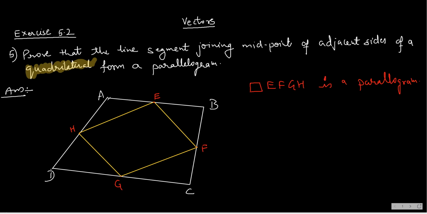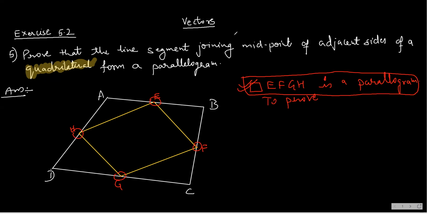What is the data? The data is there is a quadrilateral, any kind of quadrilateral. Then you have the midpoints of the sides of this quadrilateral. Now, when you join these midpoints of the adjacent sides, you get another quadrilateral, and this quadrilateral has to be a parallelogram. This is what we have to prove. So we have to prove that EFGH is a parallelogram. Now see, how do I prove it?